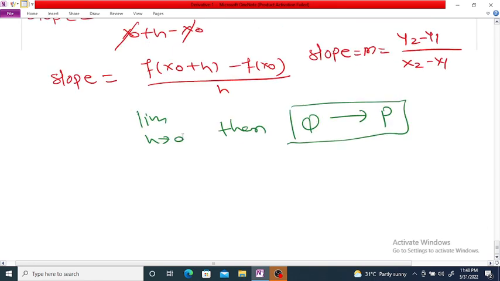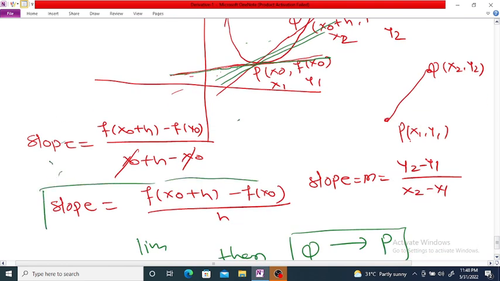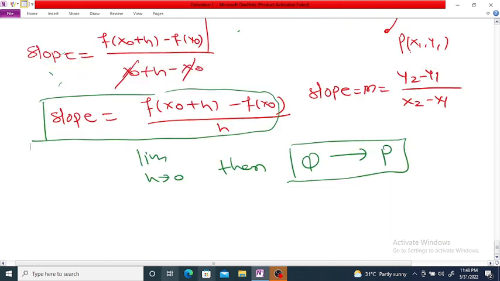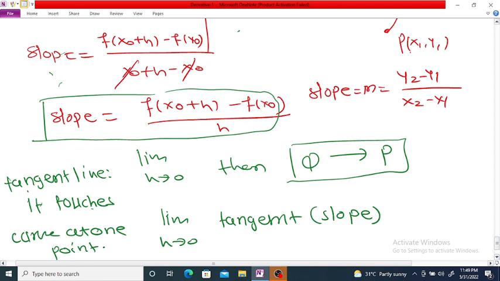This formula represents the slope of line PQ. So what is the slope of the tangent line? For the tangent line we want limit h tends to 0. If limit h tends to 0, then this is the slope of the tangent line. What is meant by tangent line? Tangent line means it touches the curve at one point.